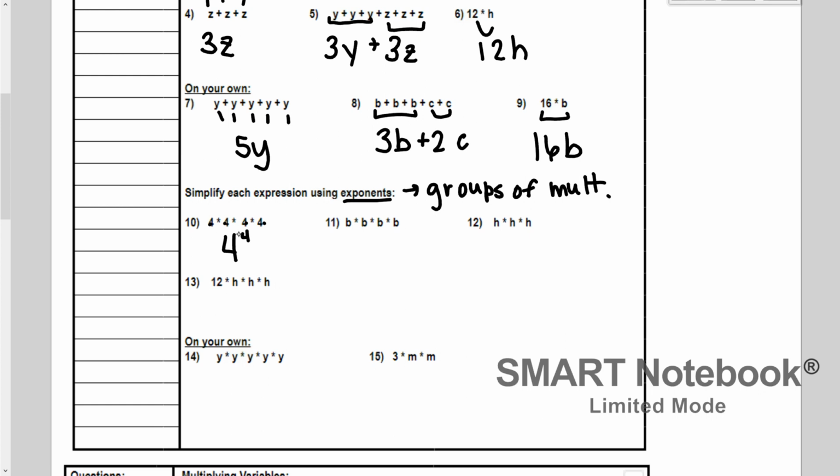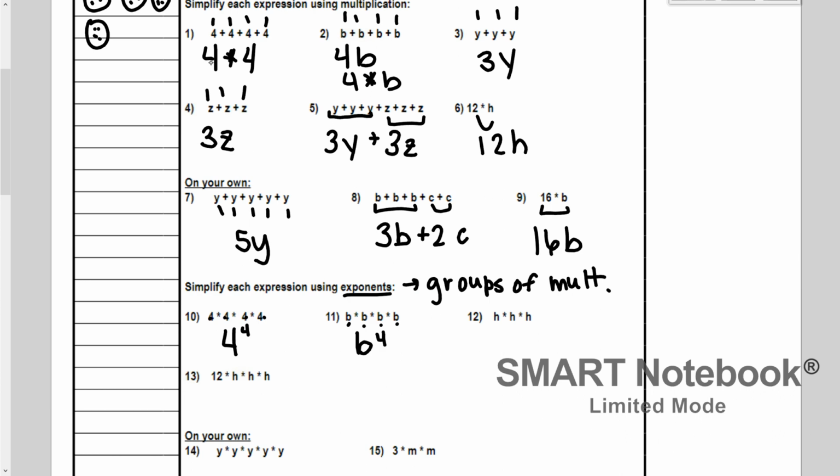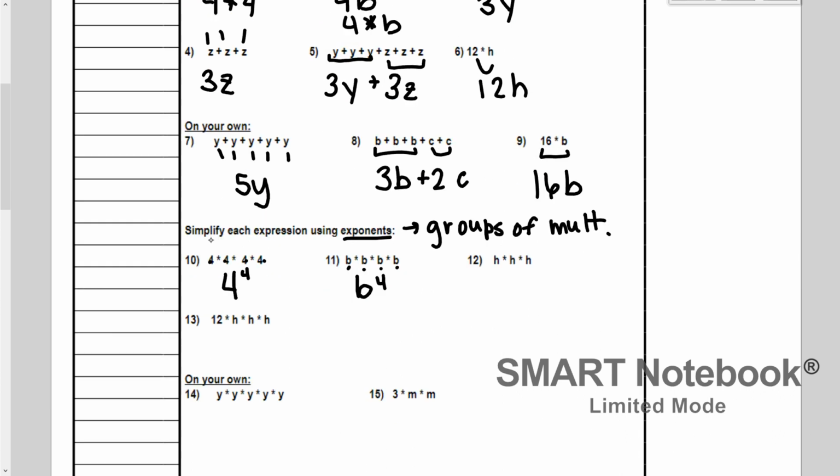Same idea with variables or letters. B is being multiplied, so B is my base or my big number, and it's being multiplied 1, 2, 3, 4 times. So we'd write it as B to the power of 4. This is not 4B. Okay, because a burger times a burger times a burger times a burger is different than a burger plus a burger plus a burger plus a burger. So when we have multiplication, we write it with exponents, just like we did with numbers. When numbers are being added, we write it with multiplication. When numbers are being multiplied, we write it with exponents. So here we have H is being multiplied, so H is our base, and it's being multiplied 3 times, so it is H to the power of 3.